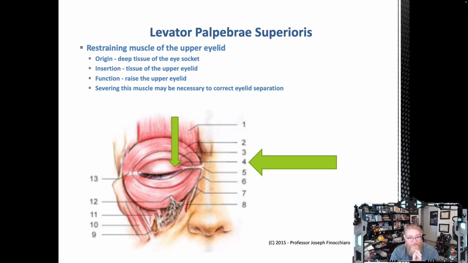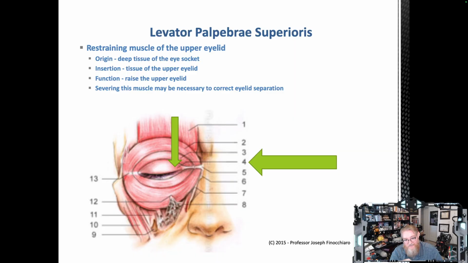We have the levator palpebrae superioris, which is the straining muscle of the upper eyelid. Its origin is the deep tissue of the eye socket. Its insertion is the upper tissue of the eyelid, and its function is to raise the upper eyelid. Severing this muscle may be necessary to correct eyelid separation.